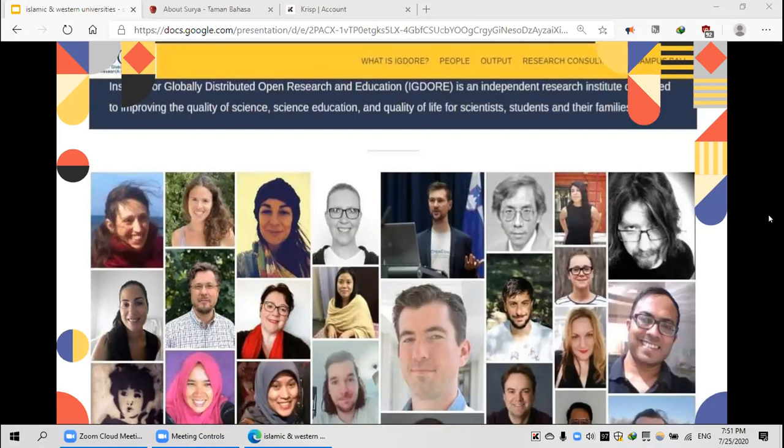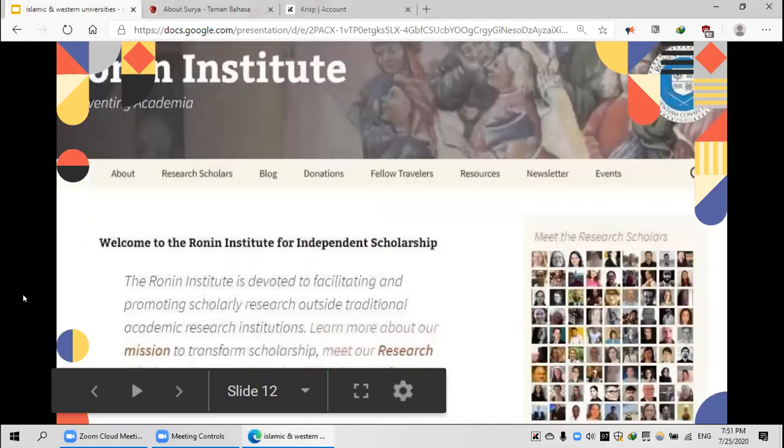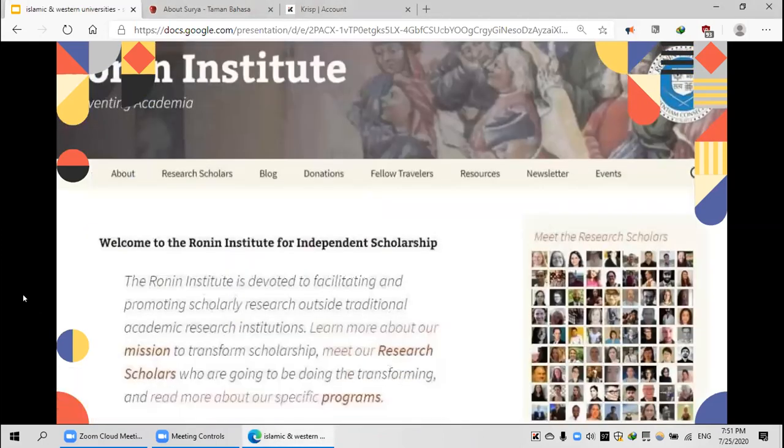I know a lot of people here, but I'm not going to say their names one by one. We have maybe hundreds of scholars and scientists, and not all of them are independent. For IGDOR, you can have an official position and still join. But the next one, RONIN, it is my understanding that lots of the research scholars are independent research scholars, meaning they are not affiliated to any research institutions, but they still do research. So they are sort of an institutional home for these independent researchers, scholars or scientists.